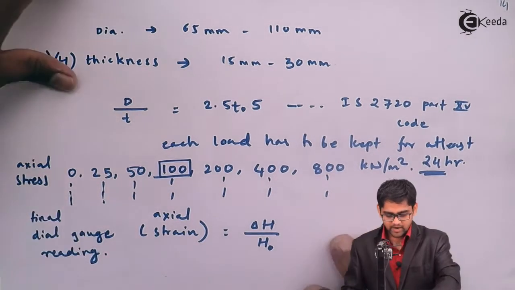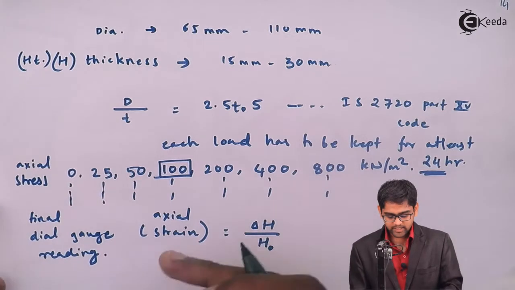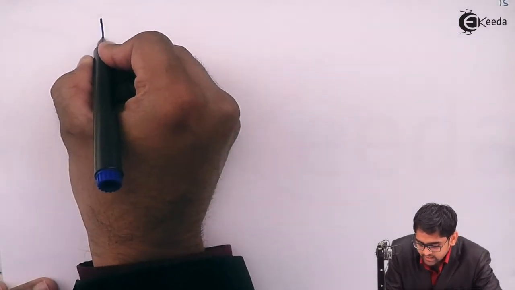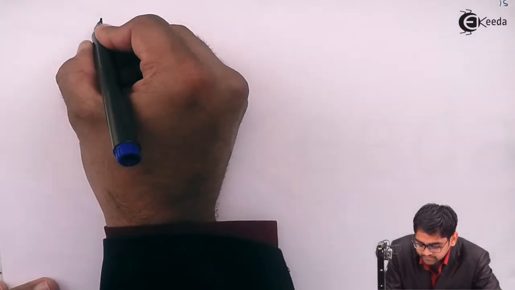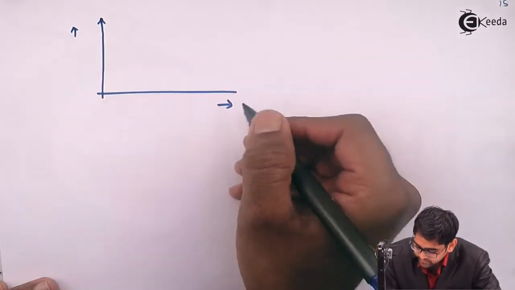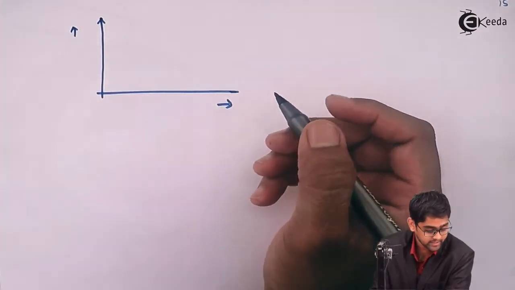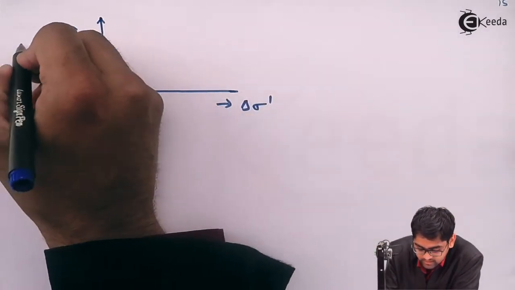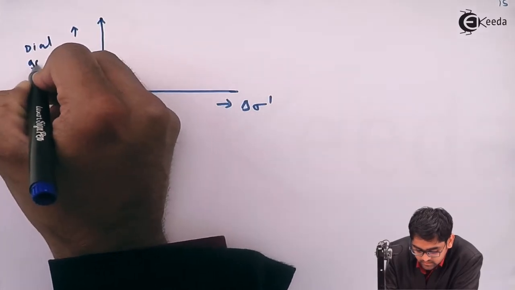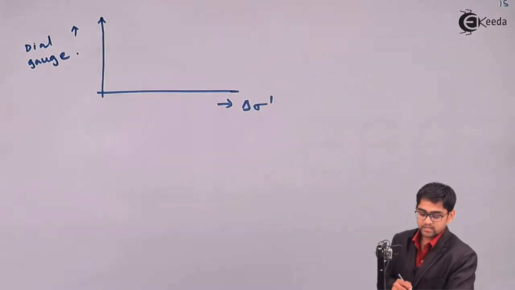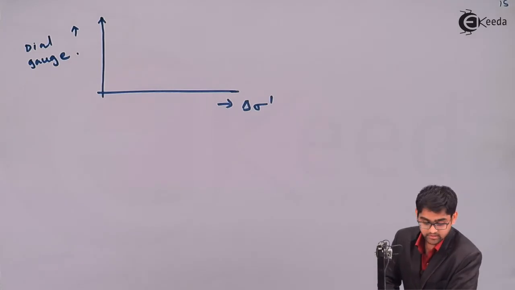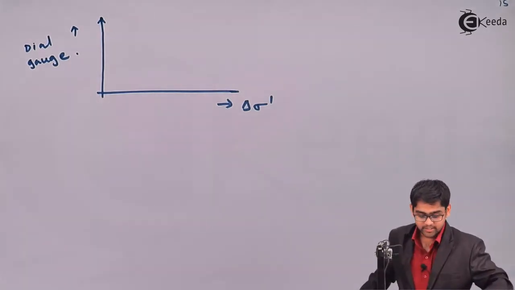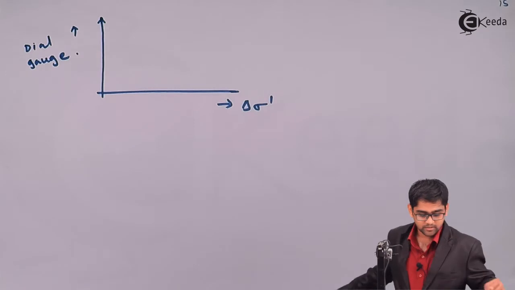And by doing all this, you will be getting the axial strain versus stress response, which I'll call the dial gauge versus the pressure increment, delta sigma dash. This is the dial gauge versus the stress increment response. That's what you will be getting by doing this particular test.